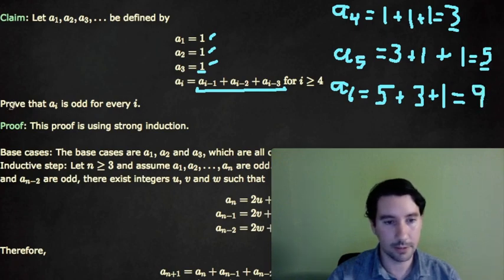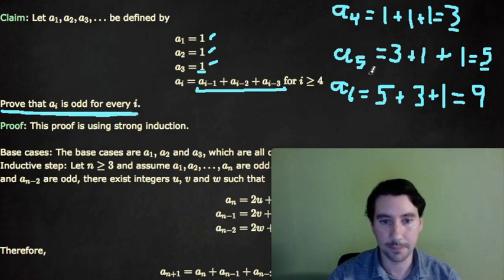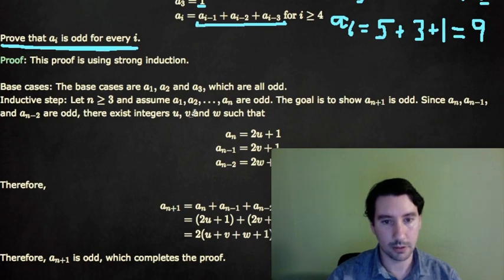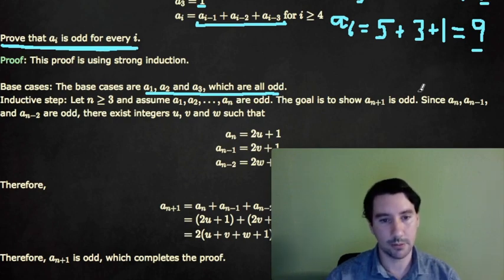Now the claim is that in this sequence, Ai is odd for every number i. So to prove this, we can use strong induction. And the base cases would be A1, A2, and A3, which were given, and they're all odd. We could also use A4, A5, and A6 since I computed them, but you wouldn't need to compute them for the proof. I just did that for an example to show you some more terms in the sequence.